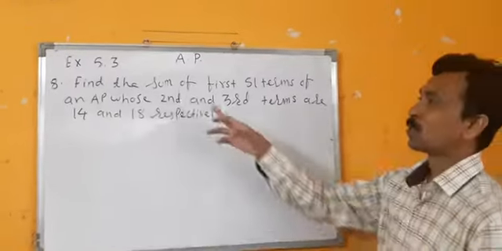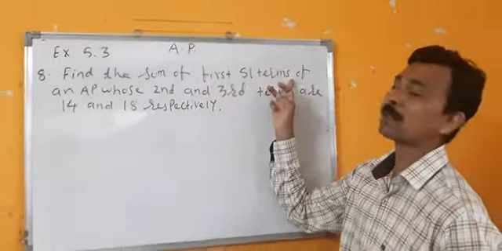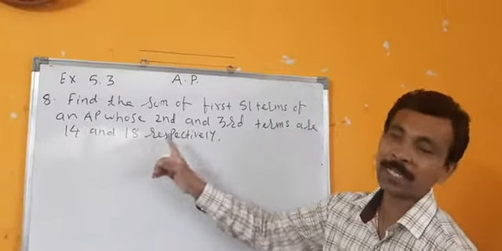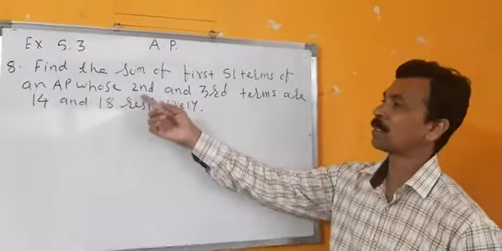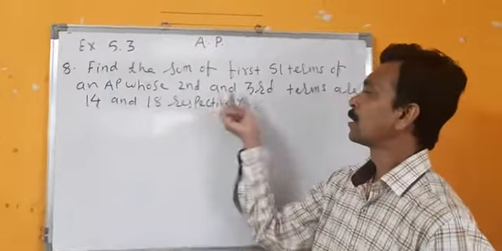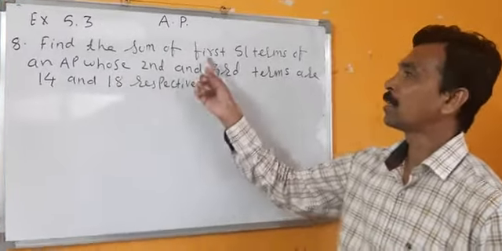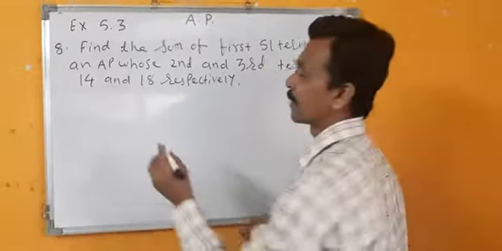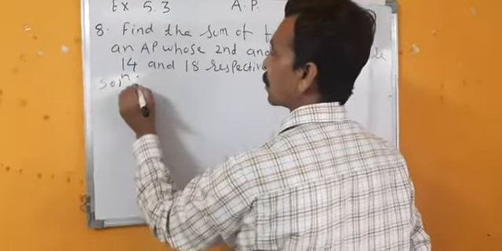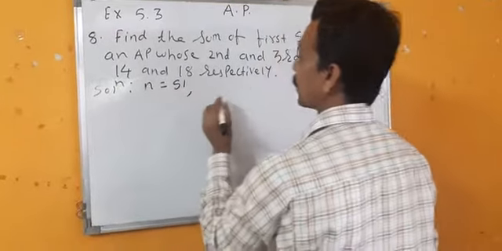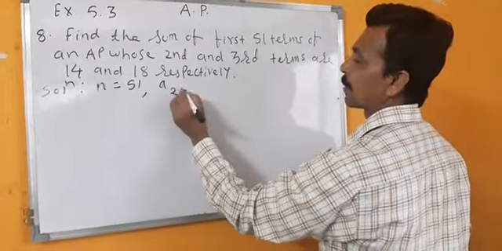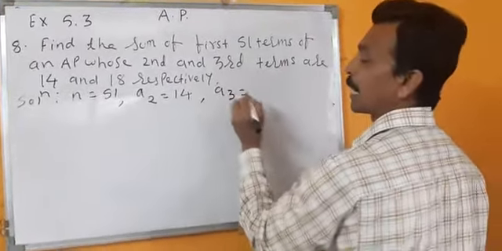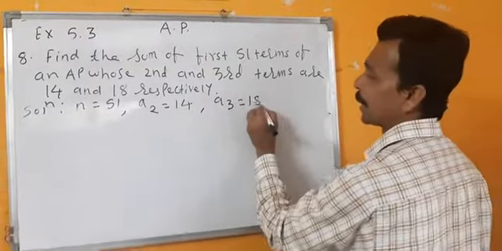Eighth sum. Find the sum of first 51 terms of an AP whose second and third terms are 14 and 18 respectively. Means second term is given as 14, third term is given as 18. We have to find the sum of first 51 terms, means n is also given as 51. Solution. N is equal to 51, right? Second term is 14. Third term is given, that is A3 is equal to 18.